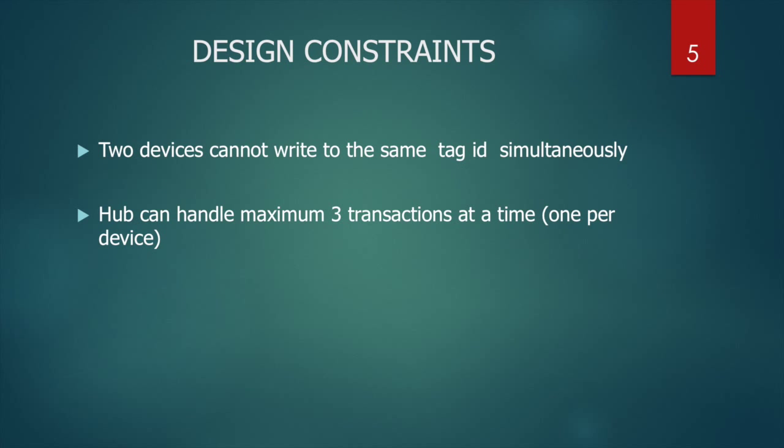The design constraints are: two devices cannot write to the same tag ID simultaneously, and the hub can handle a maximum of 3 transactions at a time, that is 1 per device.